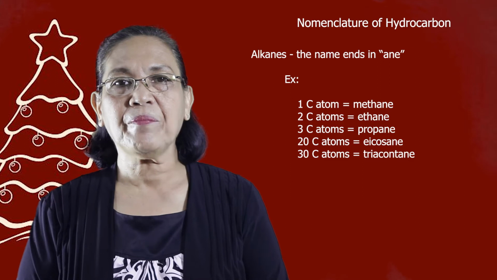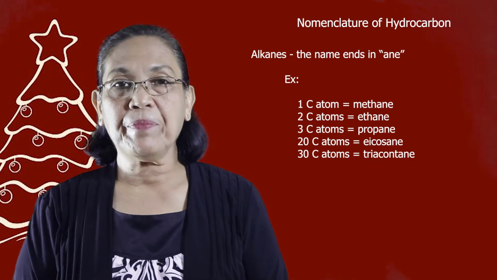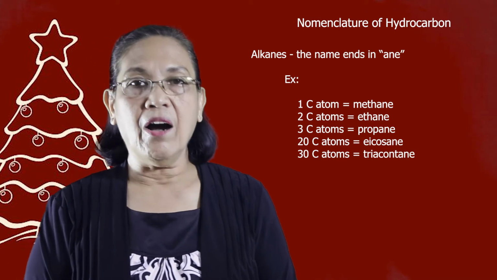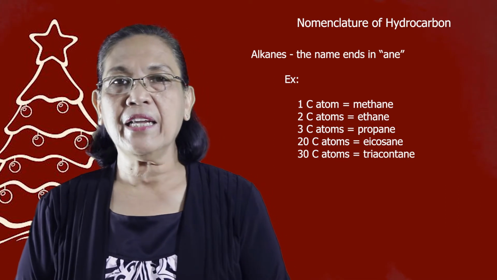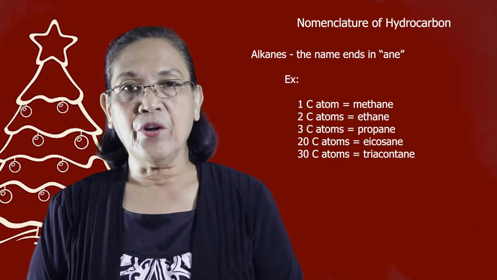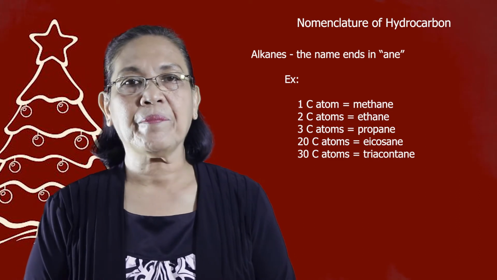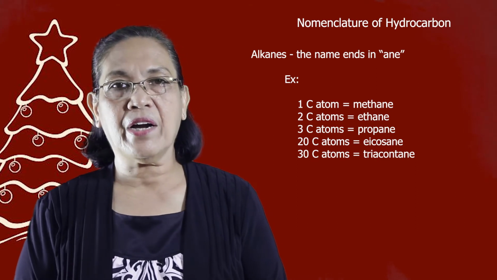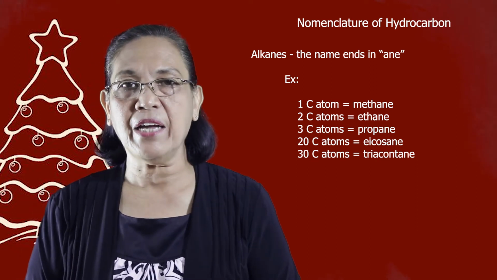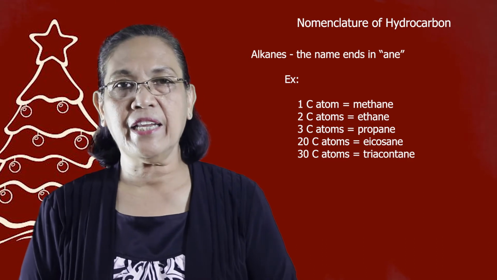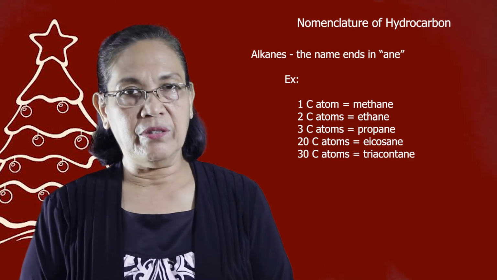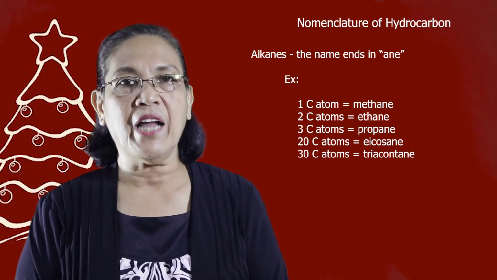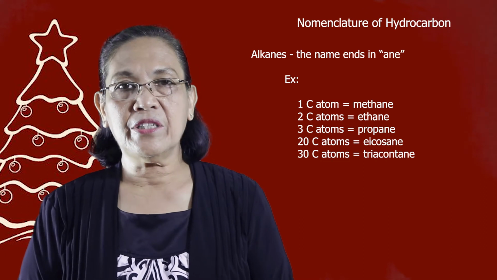Those with seven are called heptane. Those with eight carbon atoms is called octane. Those with nine is called nonane. And those with 10, it is called decane. There are also hydrocarbons which contain 20 carbon atoms, and this is called icosane. And those containing 30 carbon atoms is called triacontane.